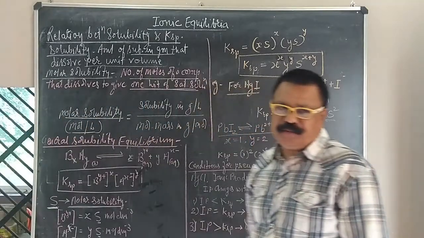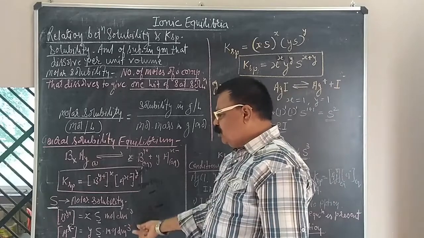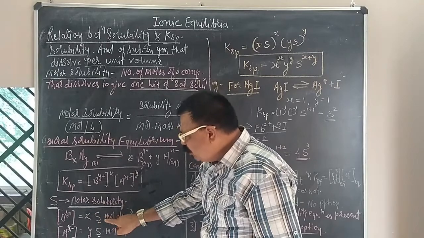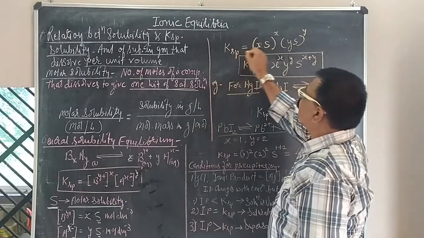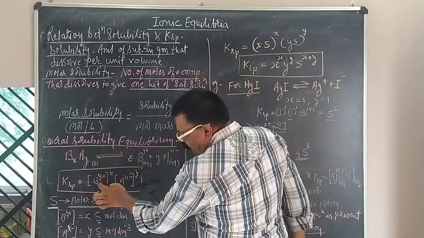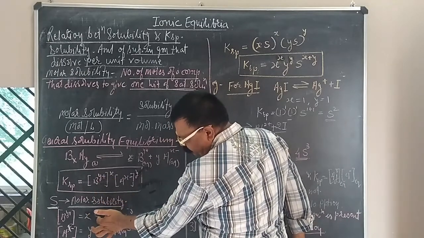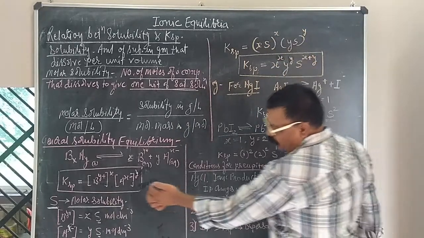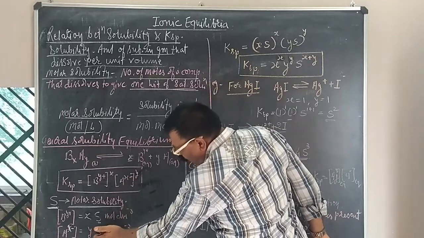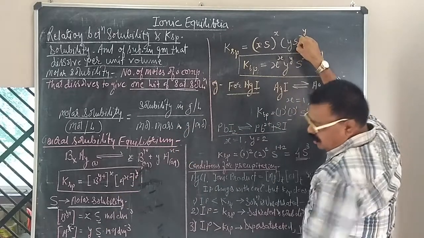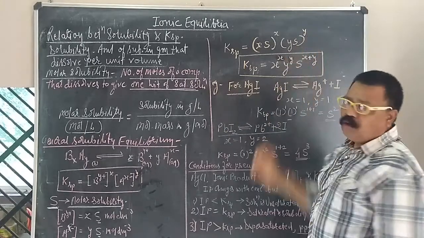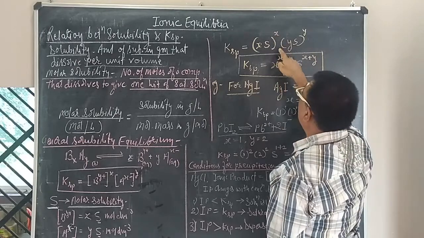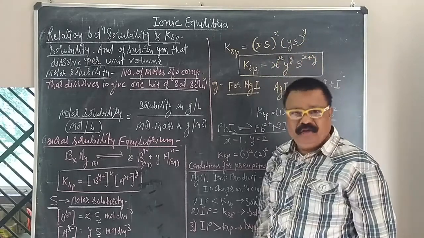These are the equilibrium concentrations. By substituting these values into the equation, we get Ksp equals, B^y+ means xS raised to the power x, and A^x- means yS raised to the power y. So we get the term Ksp equals xS raised to the power x into yS raised to the power y. This is the term that we are getting.